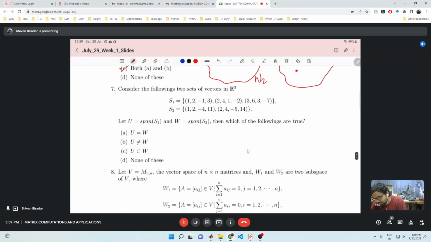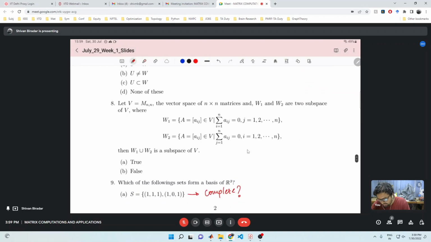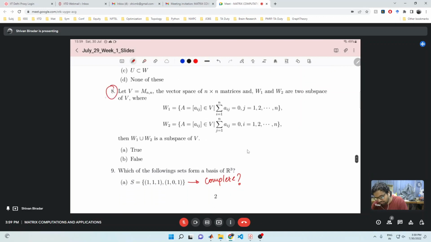I think this should be an easy problem. You can solve this. So now this is an important problem.